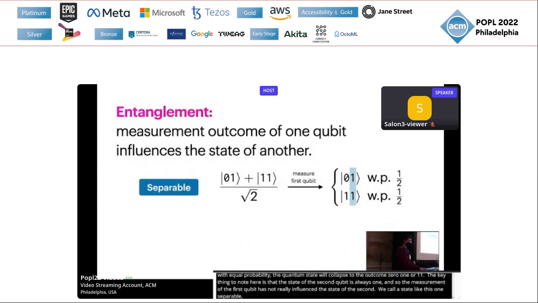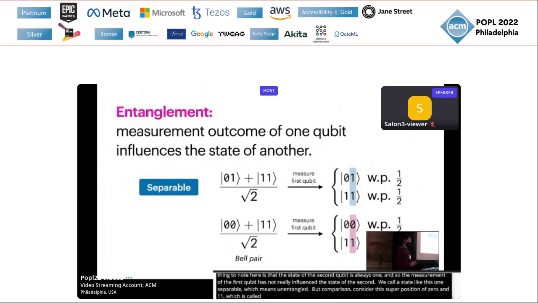By comparison, consider this superposition of 0,0 and 1,1, which is called the Bell pair. When we measure the first qubit in this system, the result is either 0,0 or 1,1. Here, note that the final state of the second qubit is either 0 or 1, depending on the measurement outcome we got for the first qubit. So measurement of the first qubit has impacted the state of the second. We call such a state entangled.